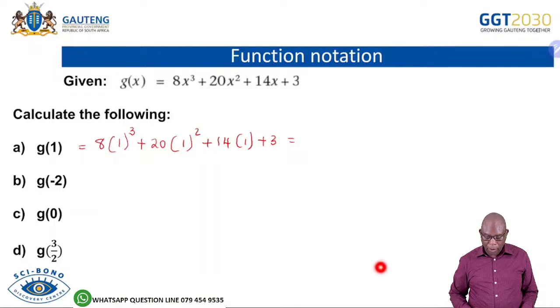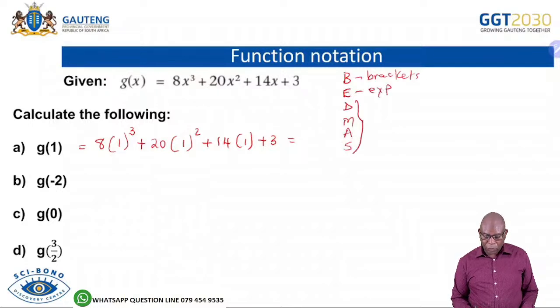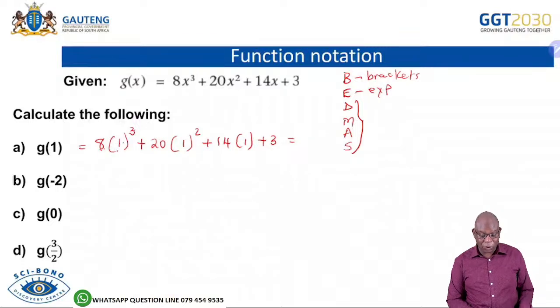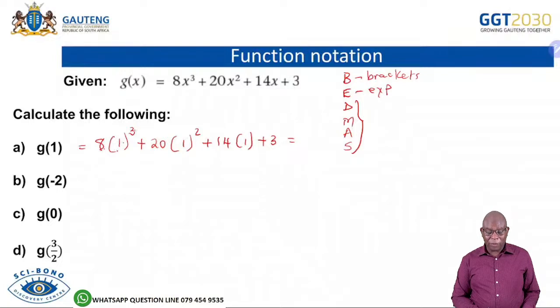Remember, we use what we call BEDMAS. I know you have done BODMAS, but we use BEDMAS, which stands for brackets, and then we do the exponent first. Here we start by saying 1 to the power of 3. After we have done that, we multiply that by 8. So we don't say 8 times 1, it's exponents first before multiplication. Very important that you understand that. 1 to the power of 3 is 1. 1 times 8 is 8.